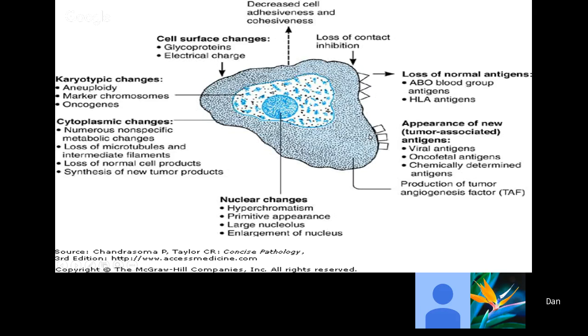If it's a leukemia, for example, or another type of tissue that has to do with the blood, the blood group is going to be lost. The HLA of the plasma cell, for example, or the tissue are going to be lost, and sometimes you're going to have virus antigens, but that depends on the cause of your tumor itself.